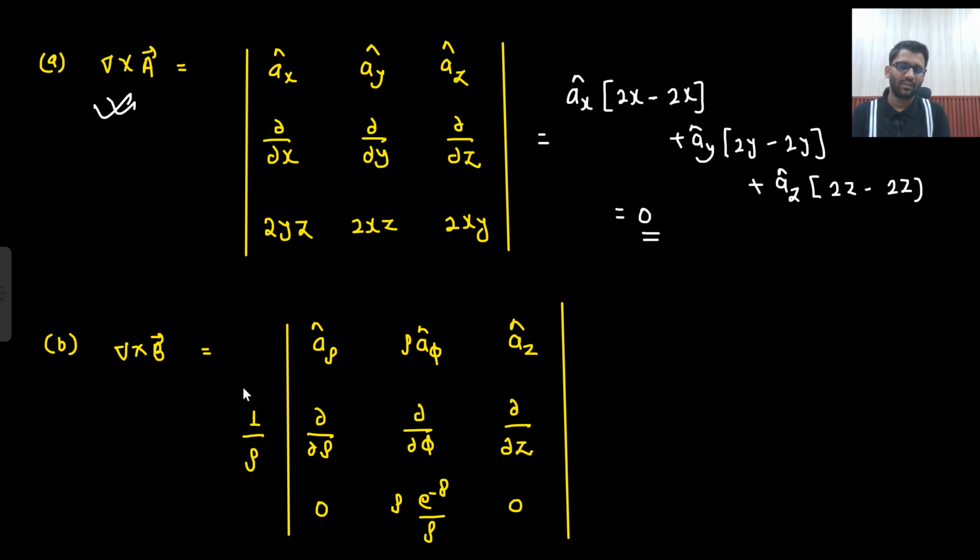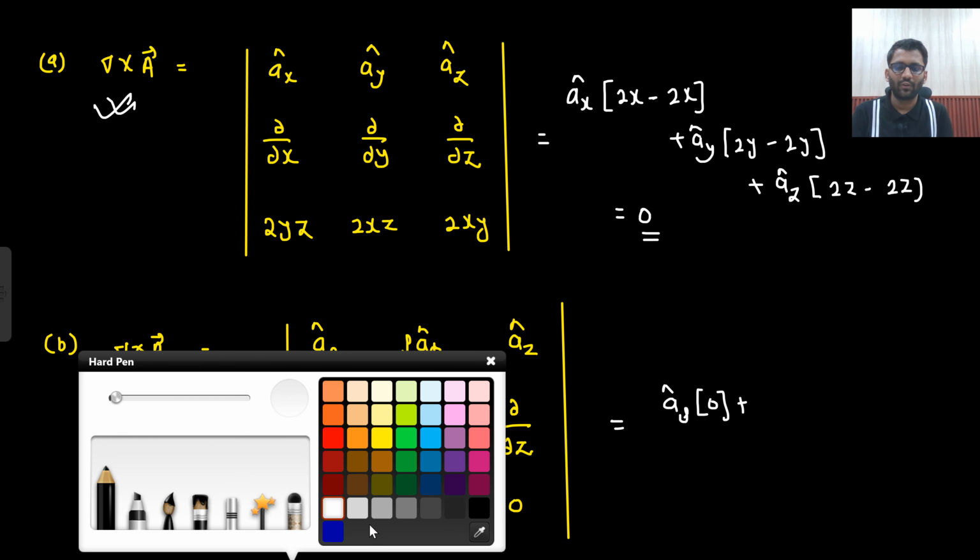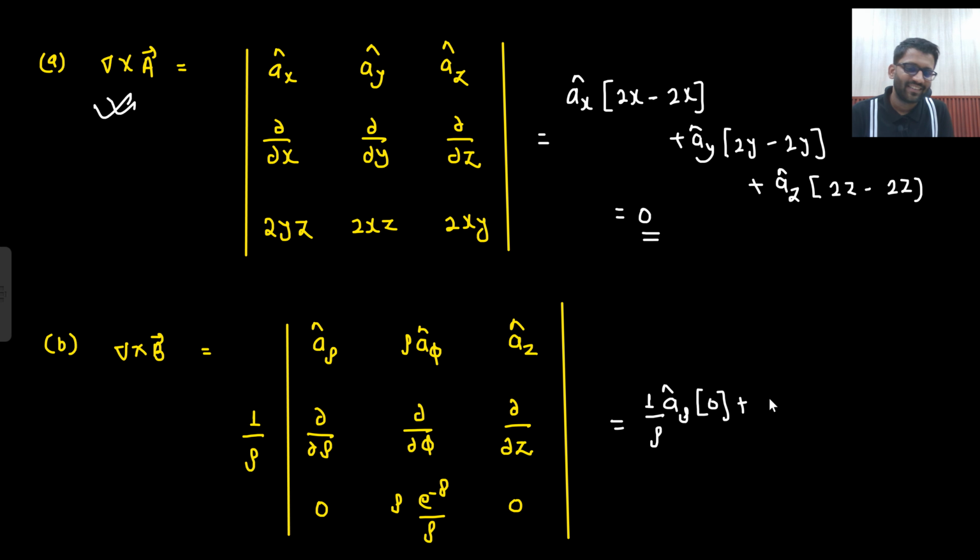What about this? This formula I will write. These are the values I will write. Now I will calculate the final answer. So a rho cap 0, 0 plus a phi cap, oh sorry, rho a phi cap, and 1 by rho will also come. That I am forgetting. So 1 by rho, then rho a phi, this into this, 0 plus a_z cap, 1 by rho will also come. So this rho and rho are getting cancelled.